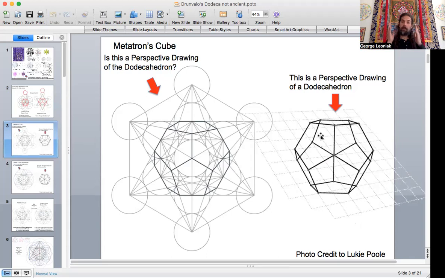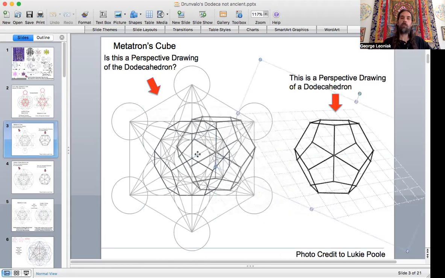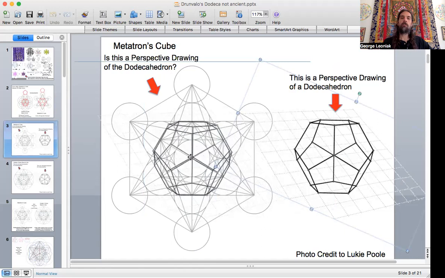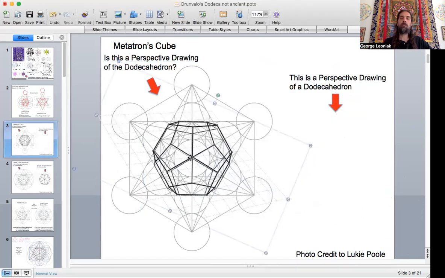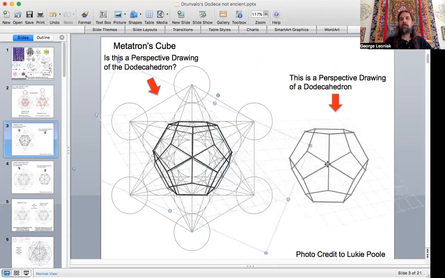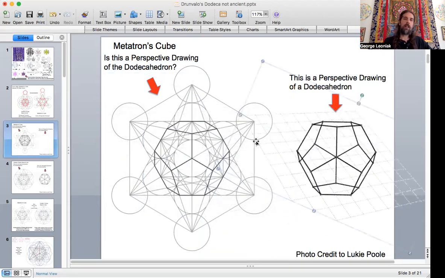that, this really depends on how far away you are from the object, of course, but let's just say this is an average distance. If this is a perspective drawing in Metatron's Cube, and this were the perspective drawing of how it might look from maybe 4 or 5 feet away, or 3 feet, looking at a dodecahedron, well, we could clearly see that this drawing in Metatron's Cube is not going to be due to the perspective.